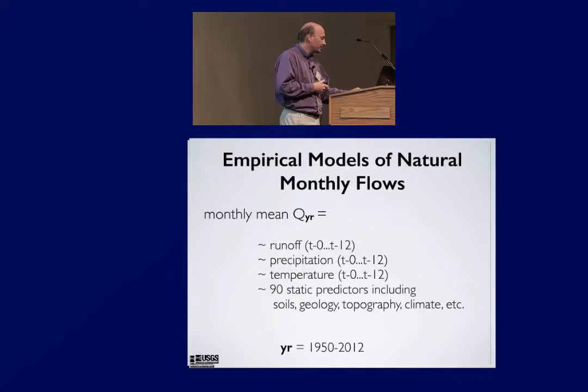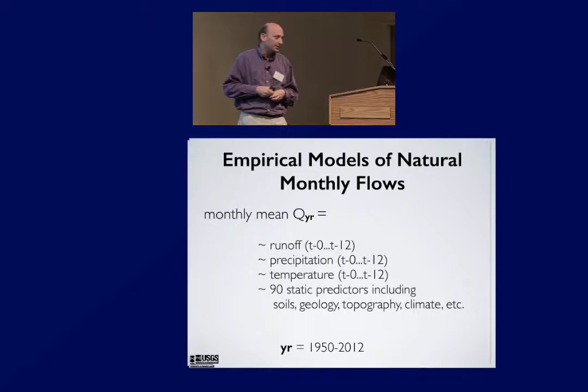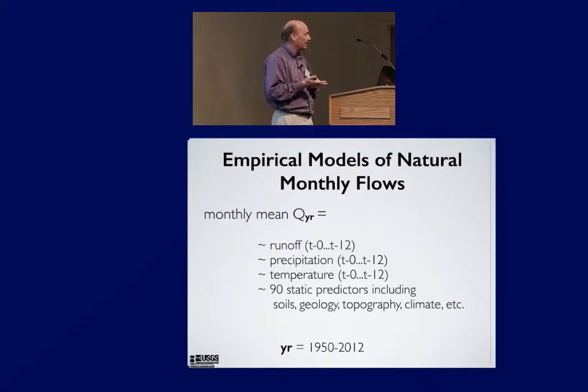And then we had a series of independent variables that varied through time. We had runoff, precipitation, and temperature all aggregated at the monthly time step.